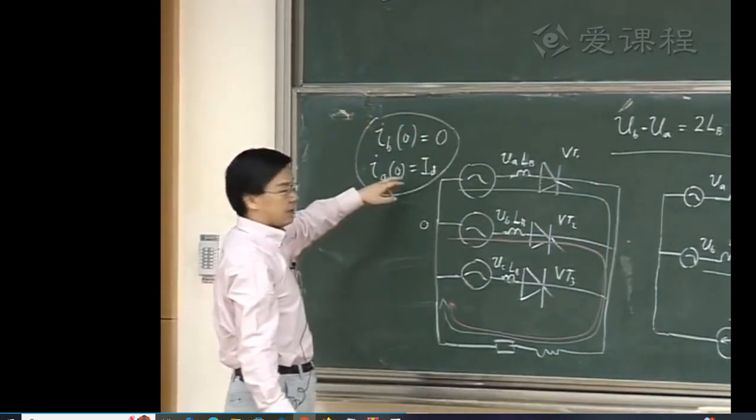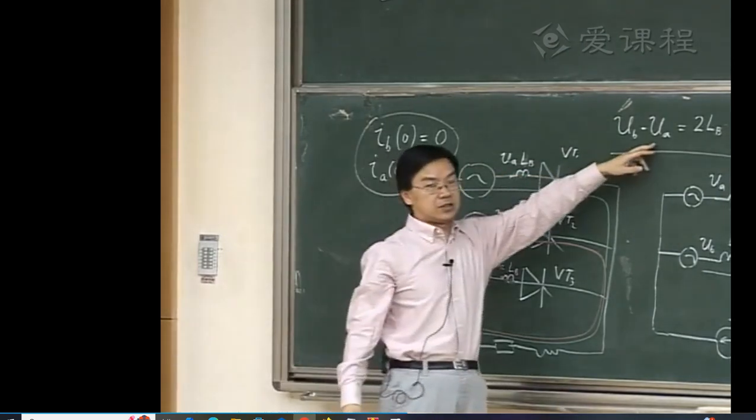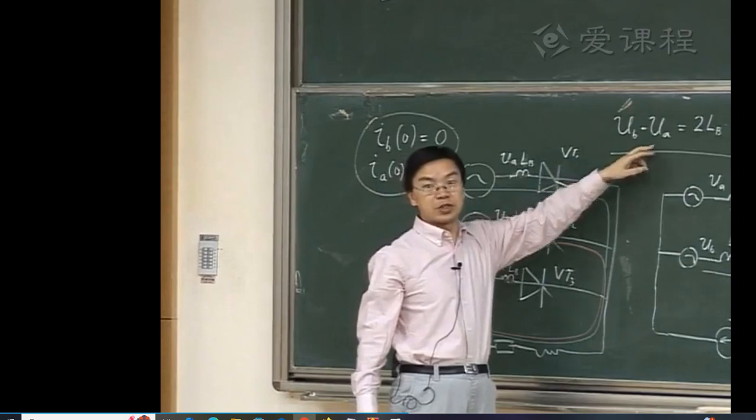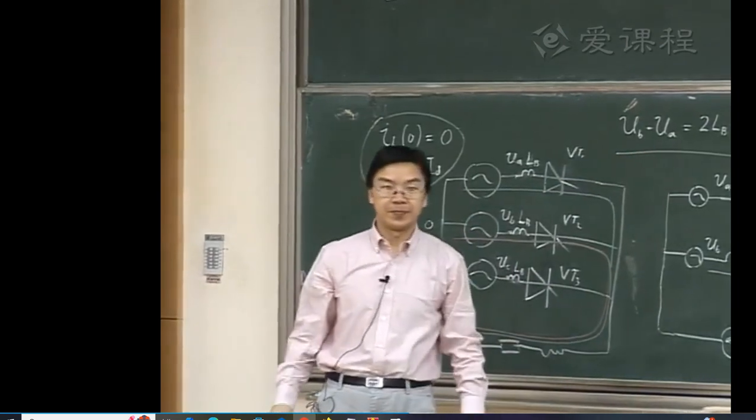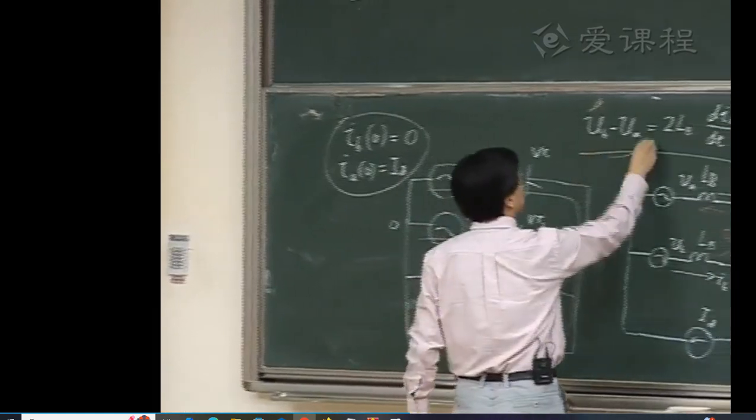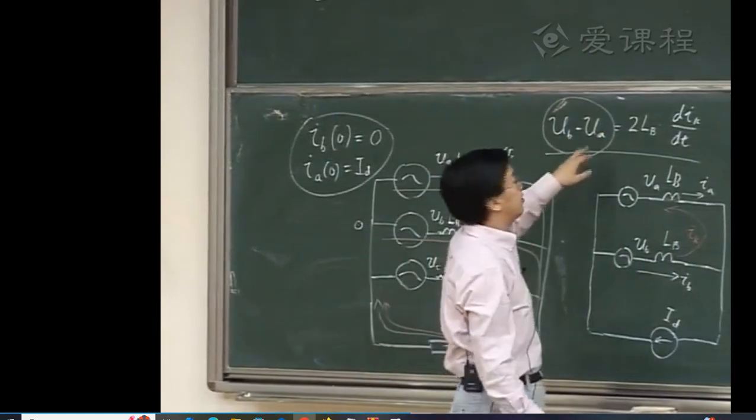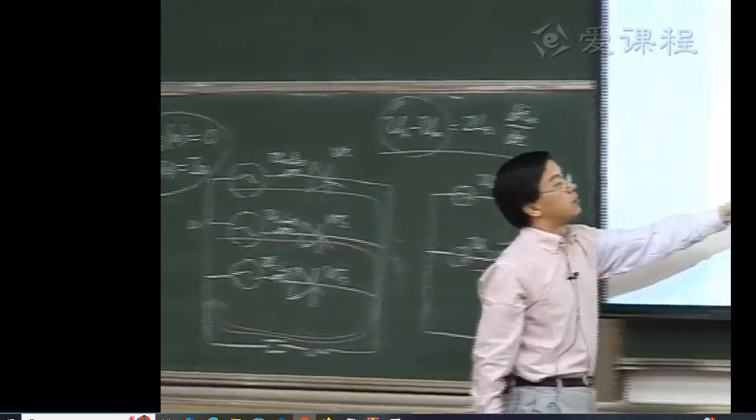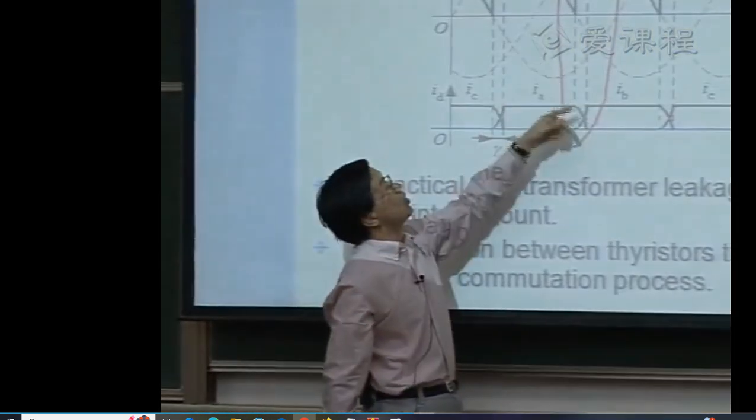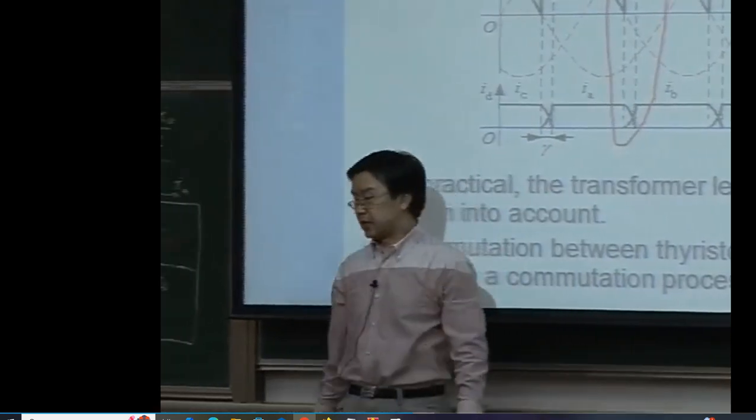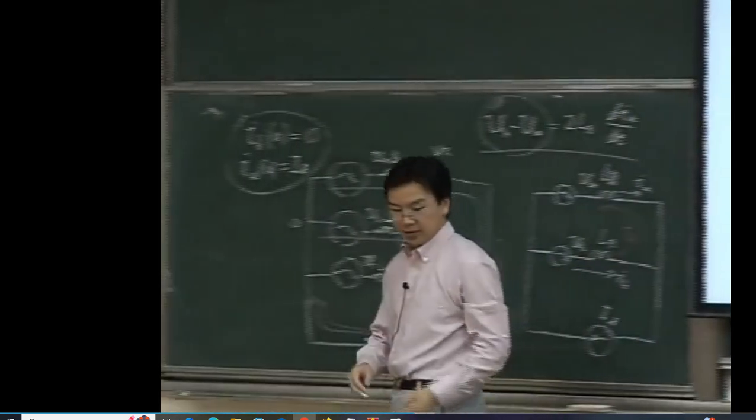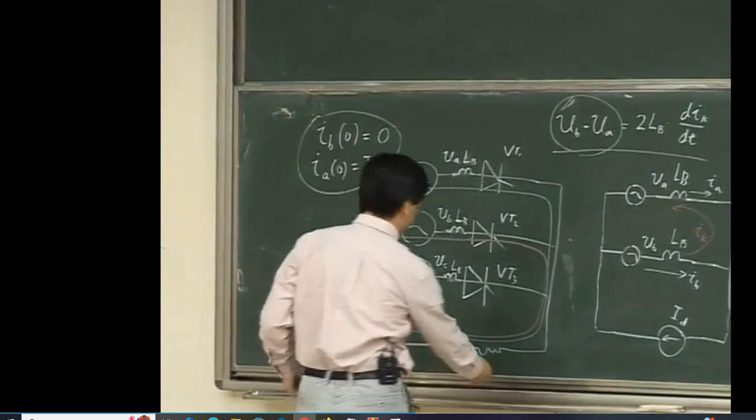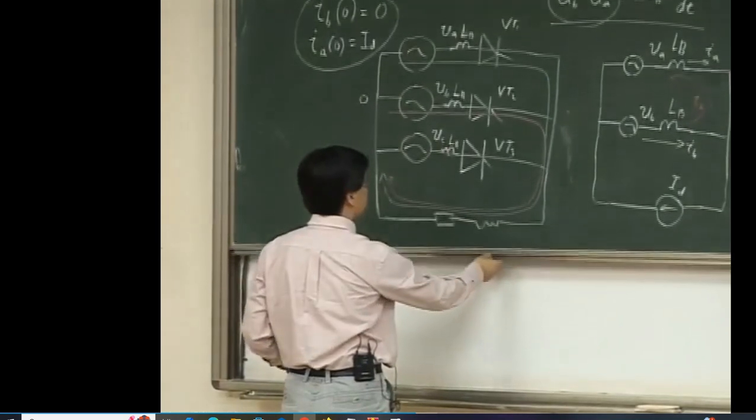You have initial conditions, you have this differential equation. You can solve that differential equation because UB and UA are now known. That's UBA. During this process, UB and UA both are known, so you can solve this equation. There's a detailed illustration in the lecture notes.